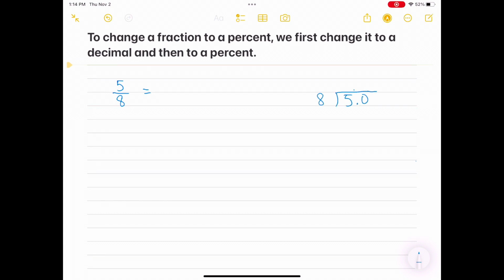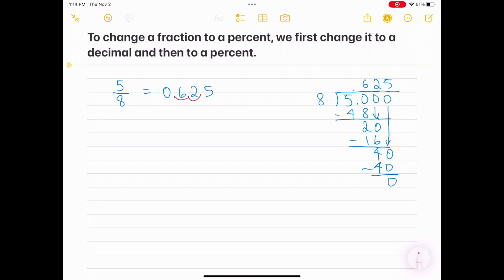Next, the fraction 5/8. Convert that to a decimal by taking 5, dividing it by 8, and we get 0.625 or 625 thousandths. So we write that out as a decimal, 0.625, and take the decimal point, move it 2 places to the right, which gives us 62 5/10, and add a percent sign.